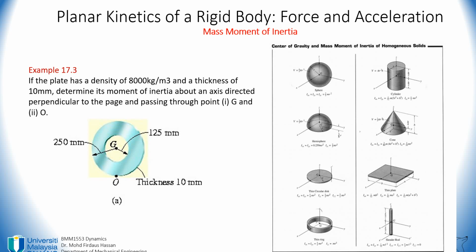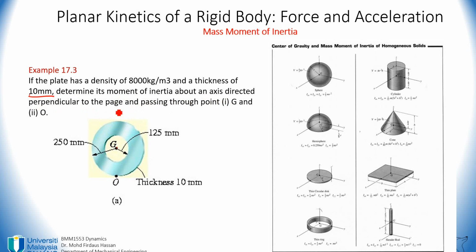So let's say we have a plate here. This plate has a hole. Its density is 8,000 kilogram per meter cube. The thickness is 10 mm. We have to determine the moment of inertia about an axis directed perpendicular to the page. Okay, so the axis is perpendicular to the page.